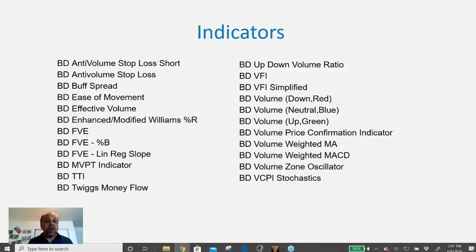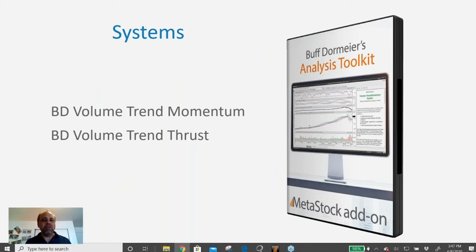So in addition to all of these 24 indicators, you're going to get a complete help manual. That help manual is going to kind of go through everything. It's going to show you how all of the indicators work, how to actually use them in your charting, et cetera, et cetera, et cetera.